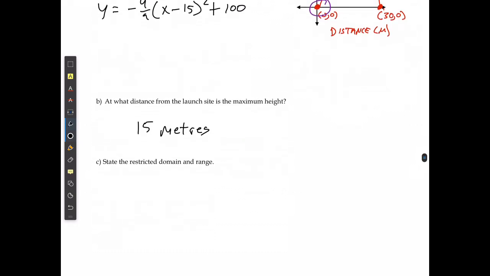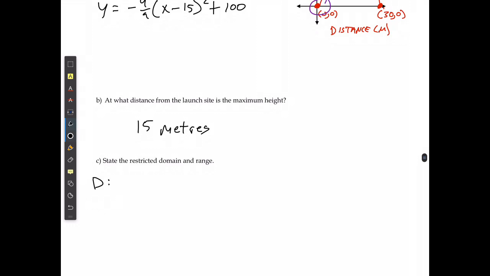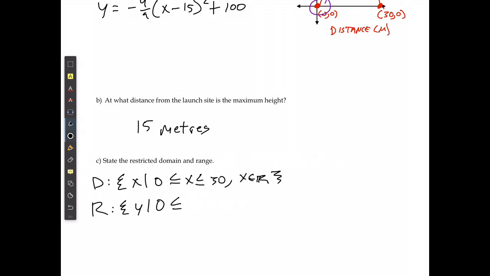What is the domain and the range? Well, the domain is going to be, we didn't give a different variable, so we're going to call it x, where the lowest to the left is 0, is less than or equal to x, which is less than or equal to the furthest it reaches, which is 30, where x ∈ R. The range is going to be represented by y, where 0 is the lowest, and it goes up to a maximum of 100, where y ∈ R.